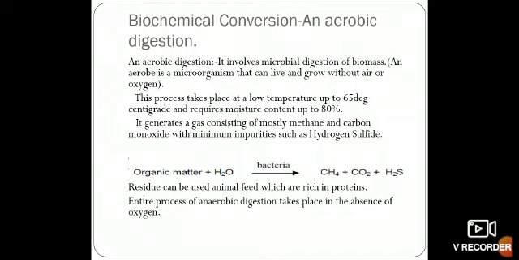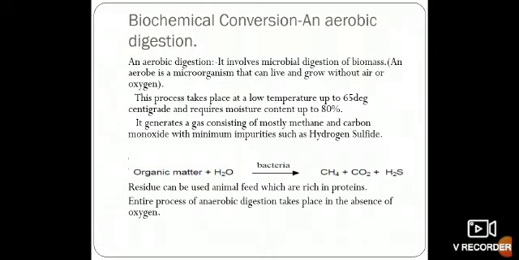Biochemical conversion and anaerobic digestion. In the biochemical conversion, where anaerobic digestion takes place, it involves microbial digestion of biomass. An anaerobe is a microorganism that can live and grow without air or oxygen. This process takes place at a low temperature, up to 65 degrees centigrade, and requires moisture content up to 80%. It generates gases like methane, carbon monoxide, with minimum impurities like hydrogen sulfide.